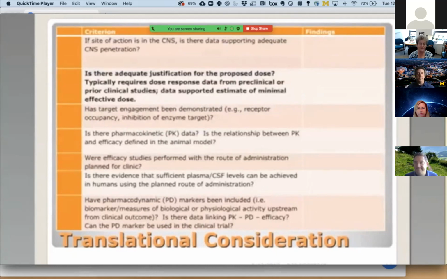Adequate CNS penetration. This is really a major part of the translational consideration for preclinical studies. And on our small group today, adequate justification for the proposed dose. What is the dose response data in preclinical studies? A lot of times in the dose response studies in animals, we would like to see a larger range. Again, this is something that we can work on as a scientific community.